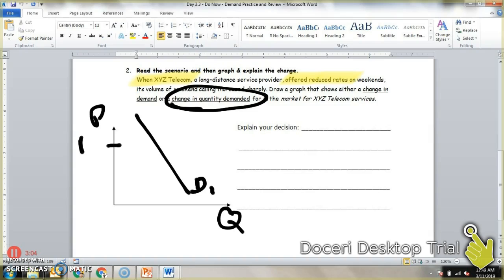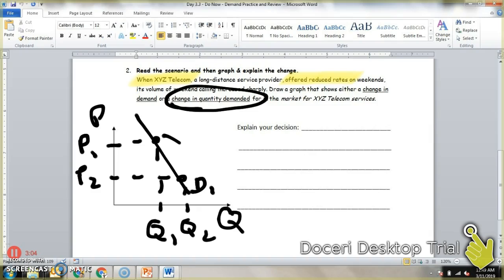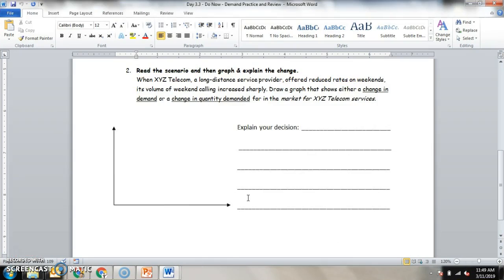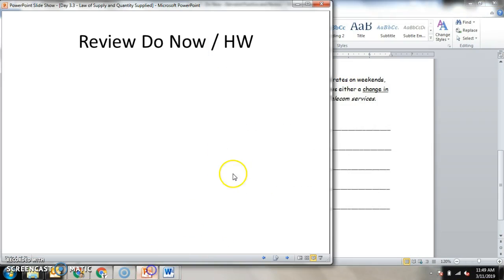And if we start here with P1, we'll have Q1, and if they drop the rates, P2, Q2, and we're going to have movement down the curve. And so we have a price decrease, quantity demand increase, and movement down the curve. And there you have it for the homework and the do now.